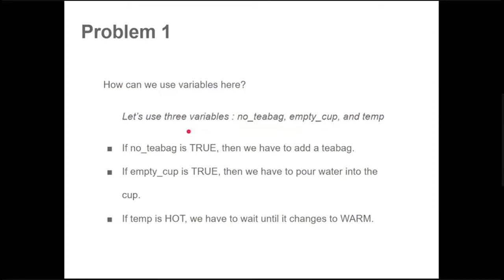So how can we use variables here? So these are all variables and they all have different values, right? We can consider no_tea_bag and empty_cup to have the values true and false. So if no_tea_bag is true, that means there is no tea bag. If it's false, that means there is a tea bag. If empty_cup is true, then that means there's nothing inside the cup. We have to pour water. And if empty_cup is false, that means we have already poured water. Temperature, we can say, can take the values of hot, warm, cold, and freezing.